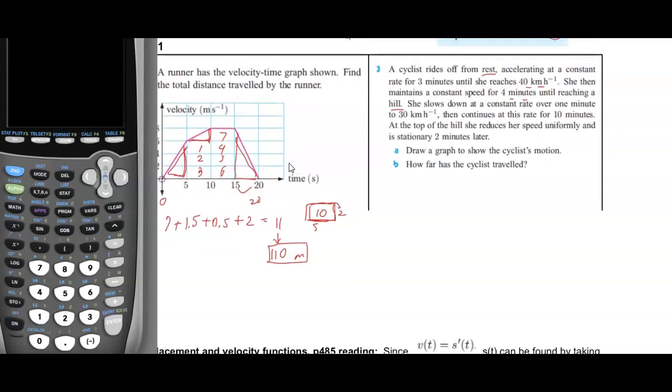Okay, so let me try to do a graph of that. This graph is describing a velocity graph, kind of like this one, okay?